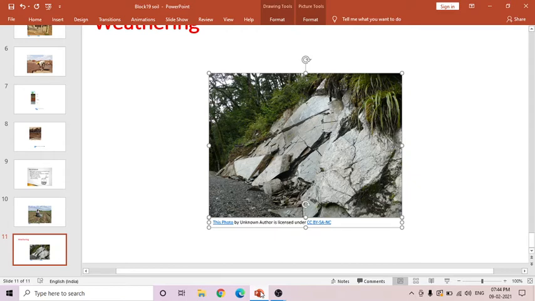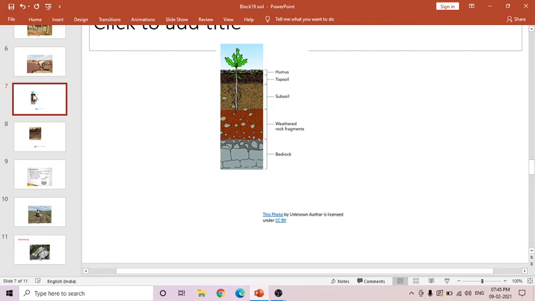In last class, you learned about different uses of soil and you also learned about the layers of soil, right? So, in today's class, we are going to see what actually the soil contains.